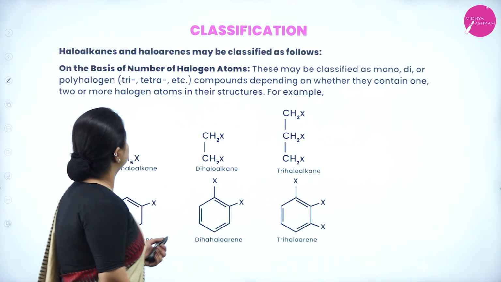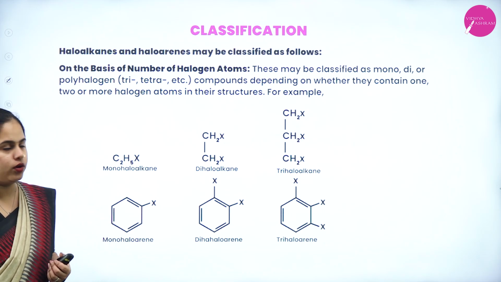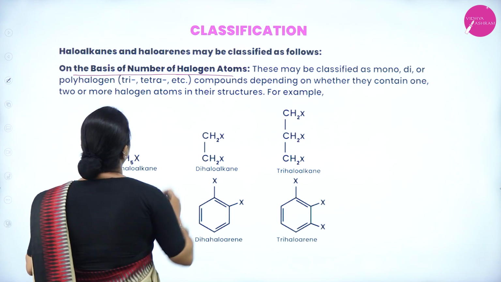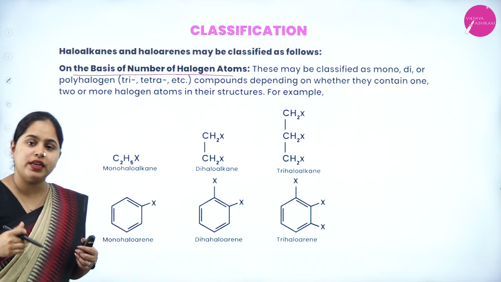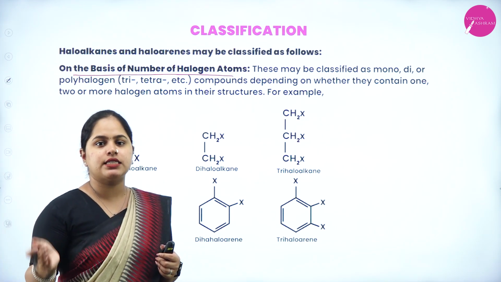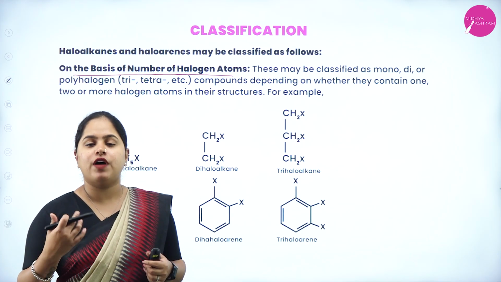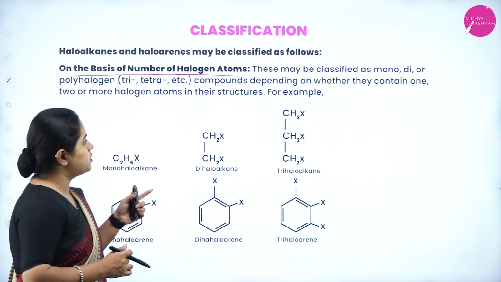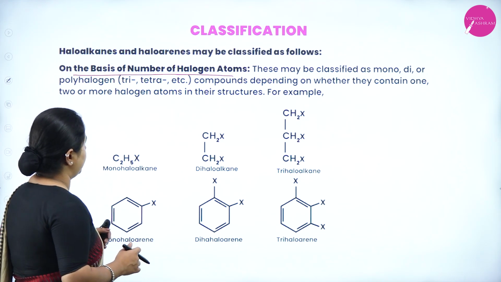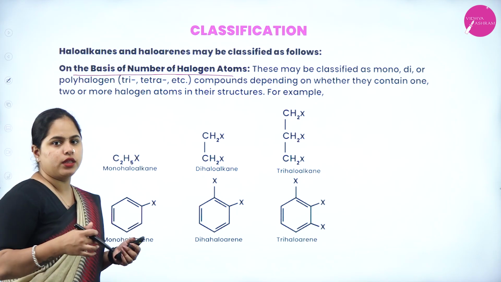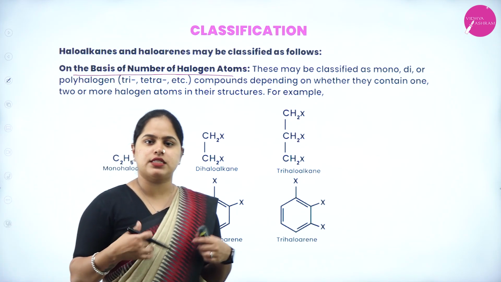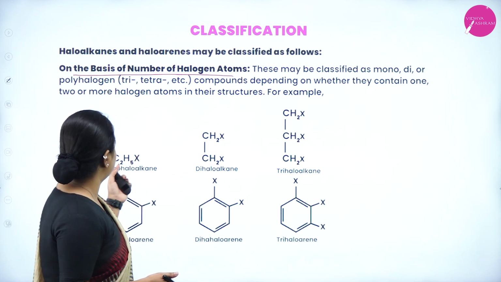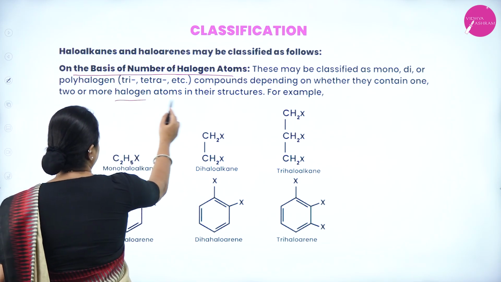Now moving on to the classification of haloalkanes and haloarenes. The first classification we are going to see is on the basis of the number of halogen atoms. How many halogen atoms are present in the compound? Based on that, we can classify. These may be classified as mono, di, tri or polyhalogen compounds. Poly means more than 2, so we can say tri, tetra, penta accordingly, depending on whether they contain 1, 2 or more halogen atoms in their structures.